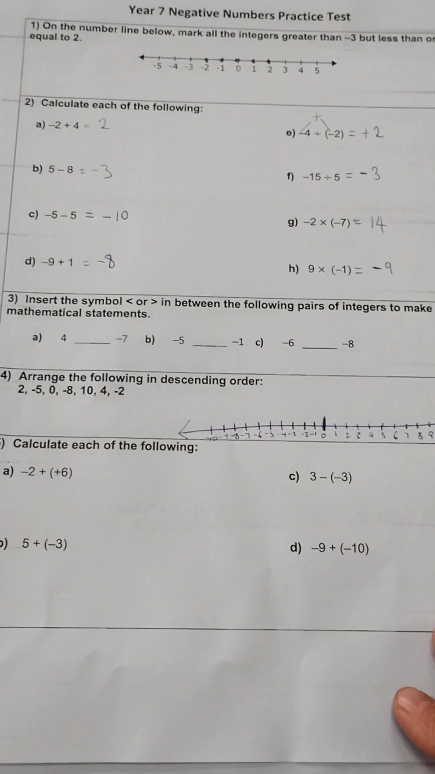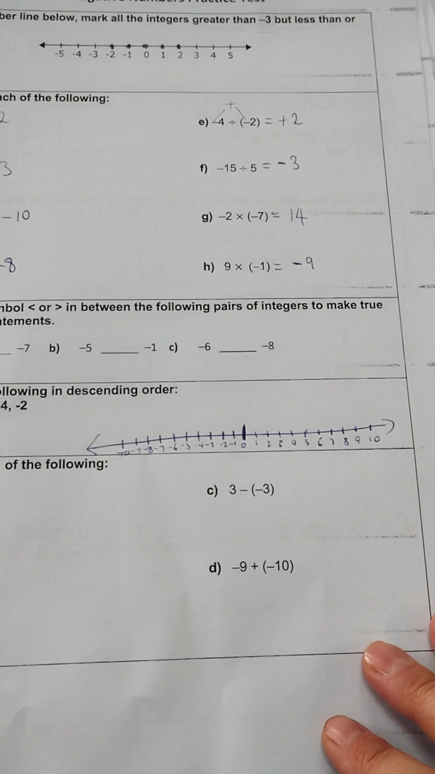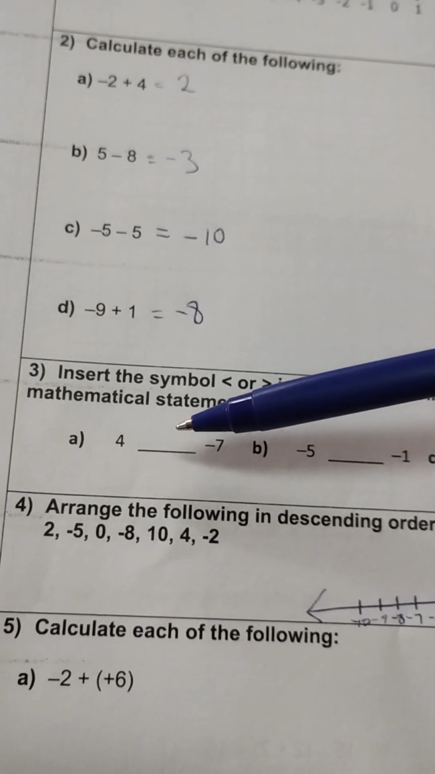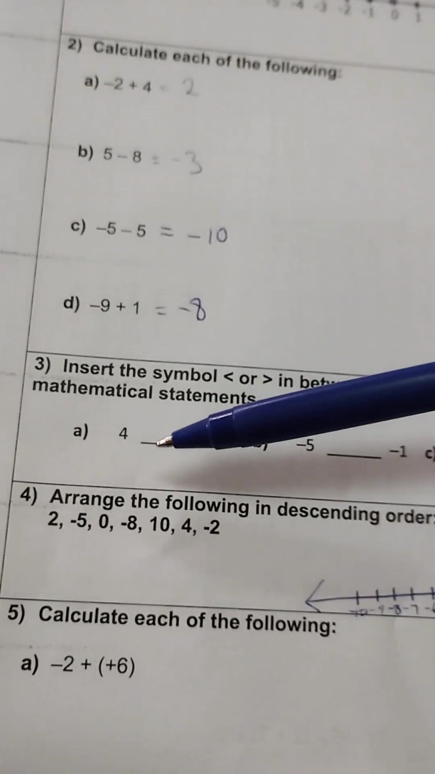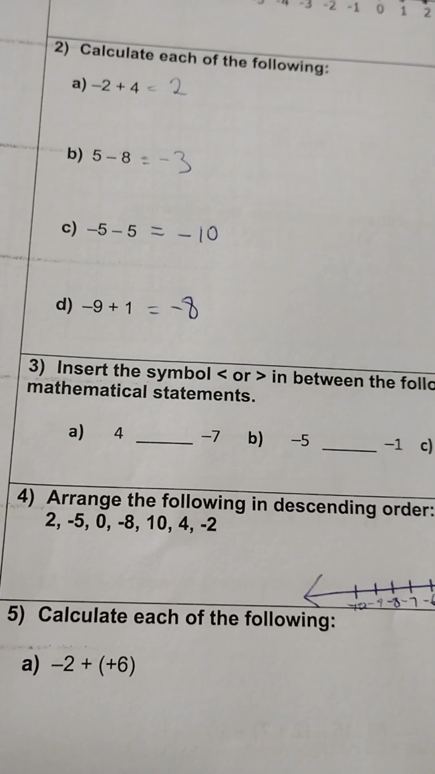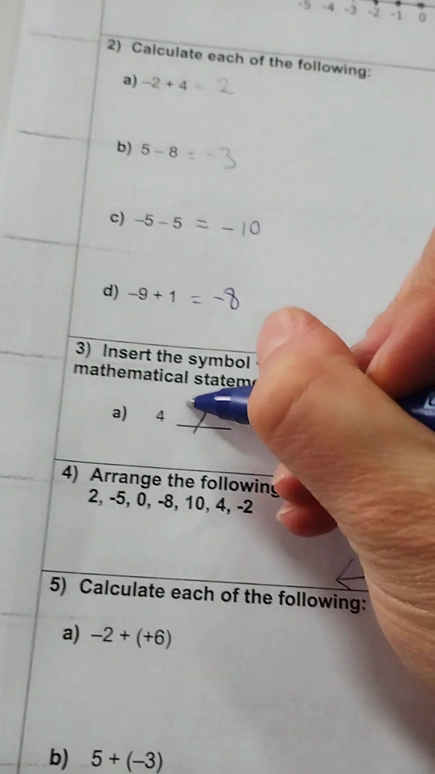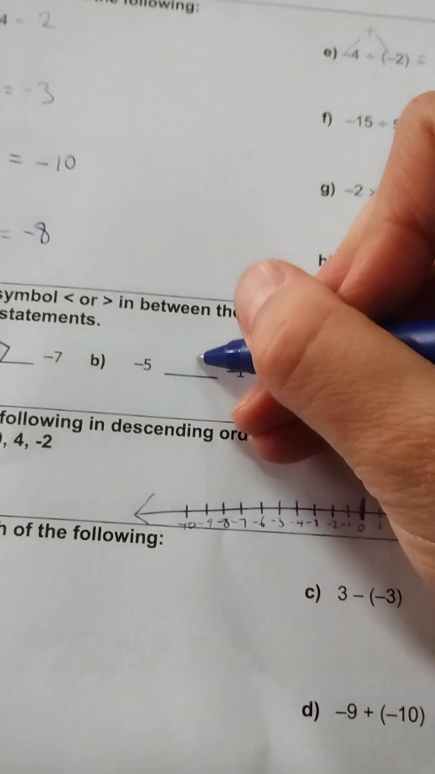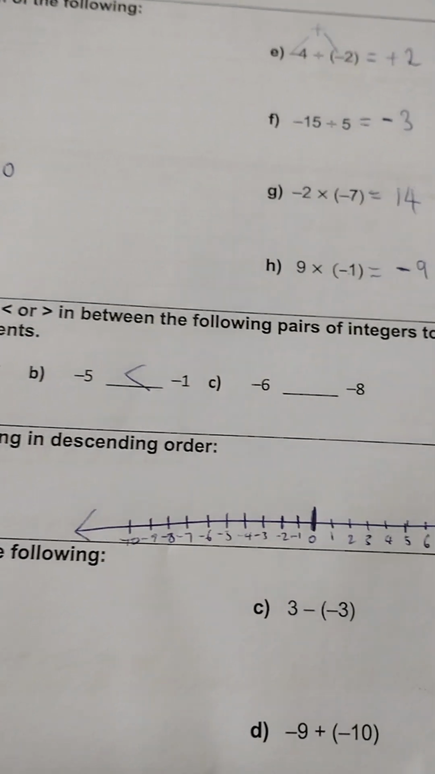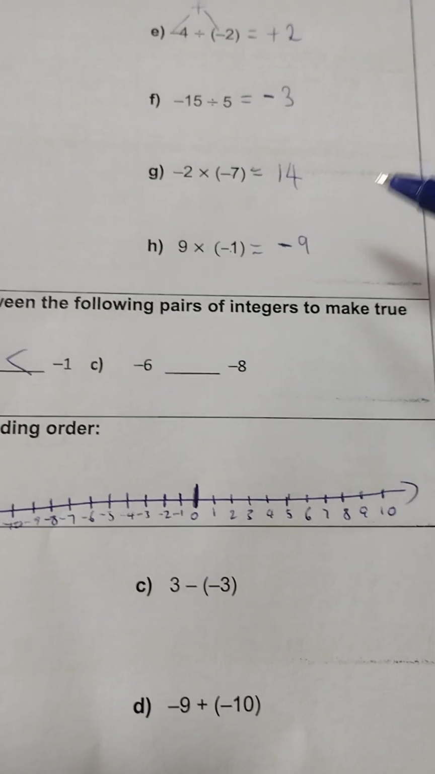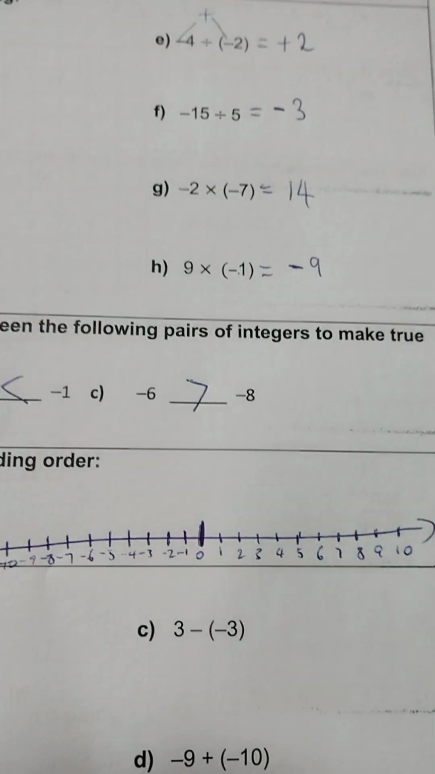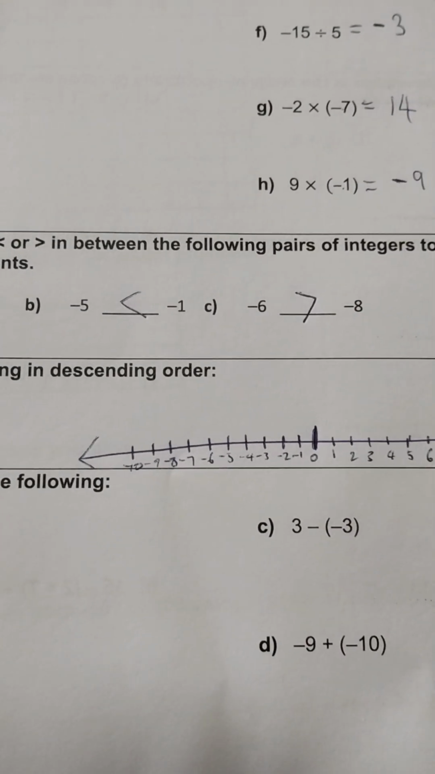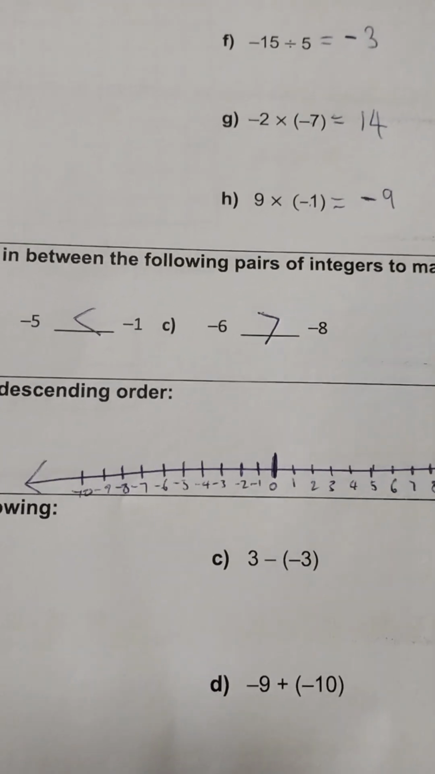All right, insert the symbol less than or greater than in between the following pairs of integers to make true mathematical statements. So if you get stuck with these, you can use a number line to help you, or think of temperature. So 4 degrees is warmer than -7, so 4 is greater than -7. B, -5 is colder or less than -1, so you should have less than there. And C, -6 is warmer or greater than -8. So it might be useful thinking of it as temperature. But once again, use your number line, and the one closer to the positive end is greater than.